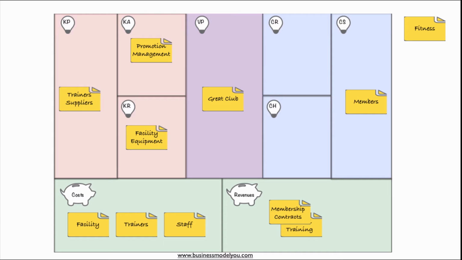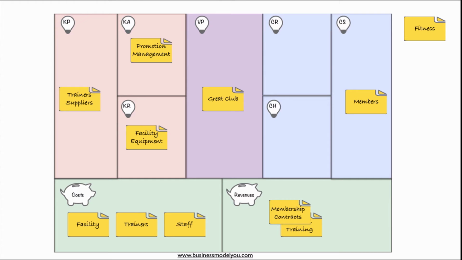If we look at the resources required to maintain a great club, the key resources, of course, are the building and then the equipment inside. The key activity is promotion and management. Key partners are personal trainers and suppliers to the club. So the costs are the facility itself, the trainers, and the staff.